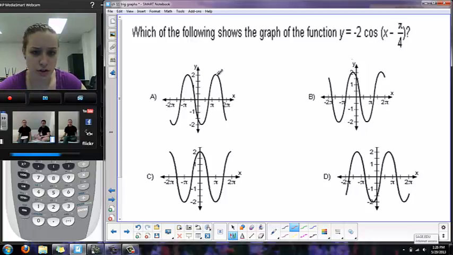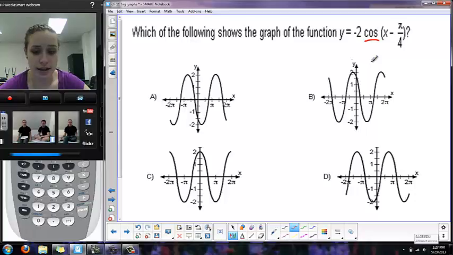Which of the following shows the graph of the function -2 cosine of x minus pi over 4? Okay, this question really is not fun. We did this in class. It's just not a good question. The reason why is because once they throw in horizontal shifts going left and right, it just throws everything all out of whack. But let's try it together.